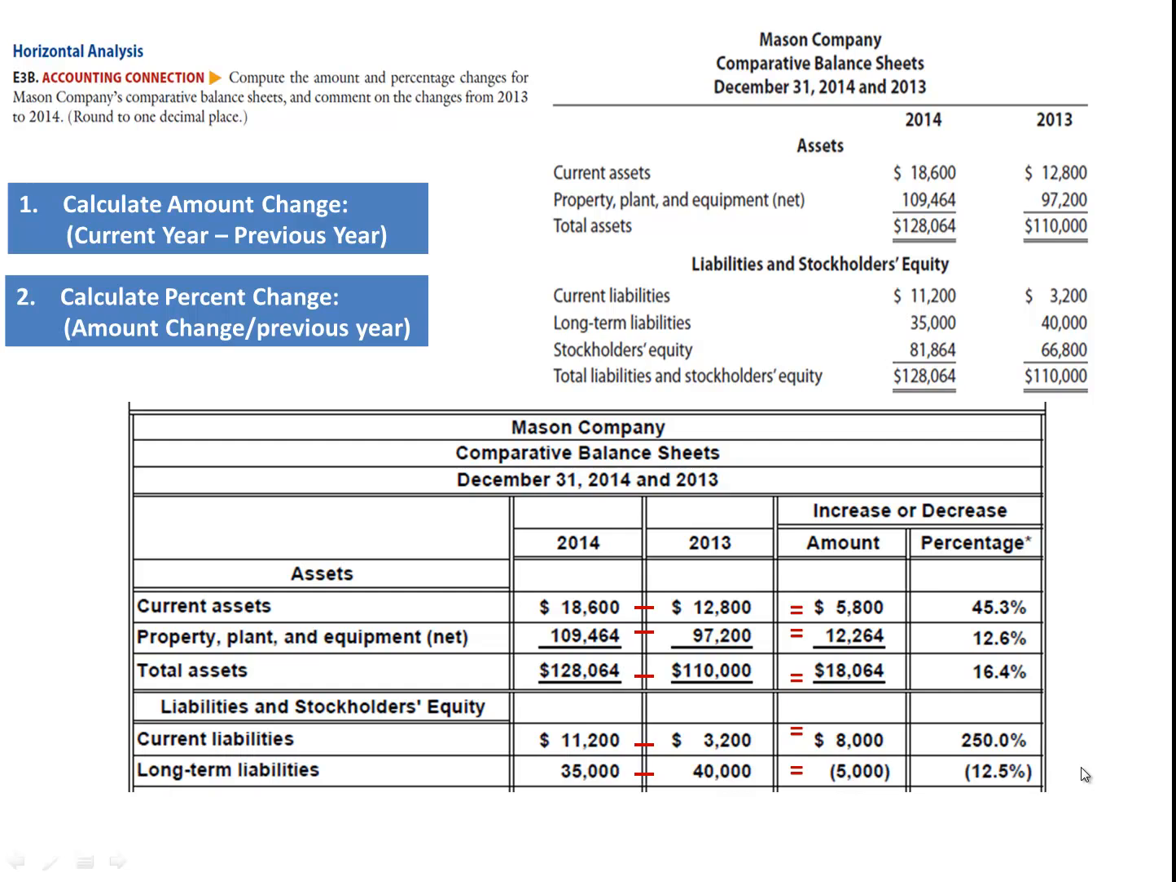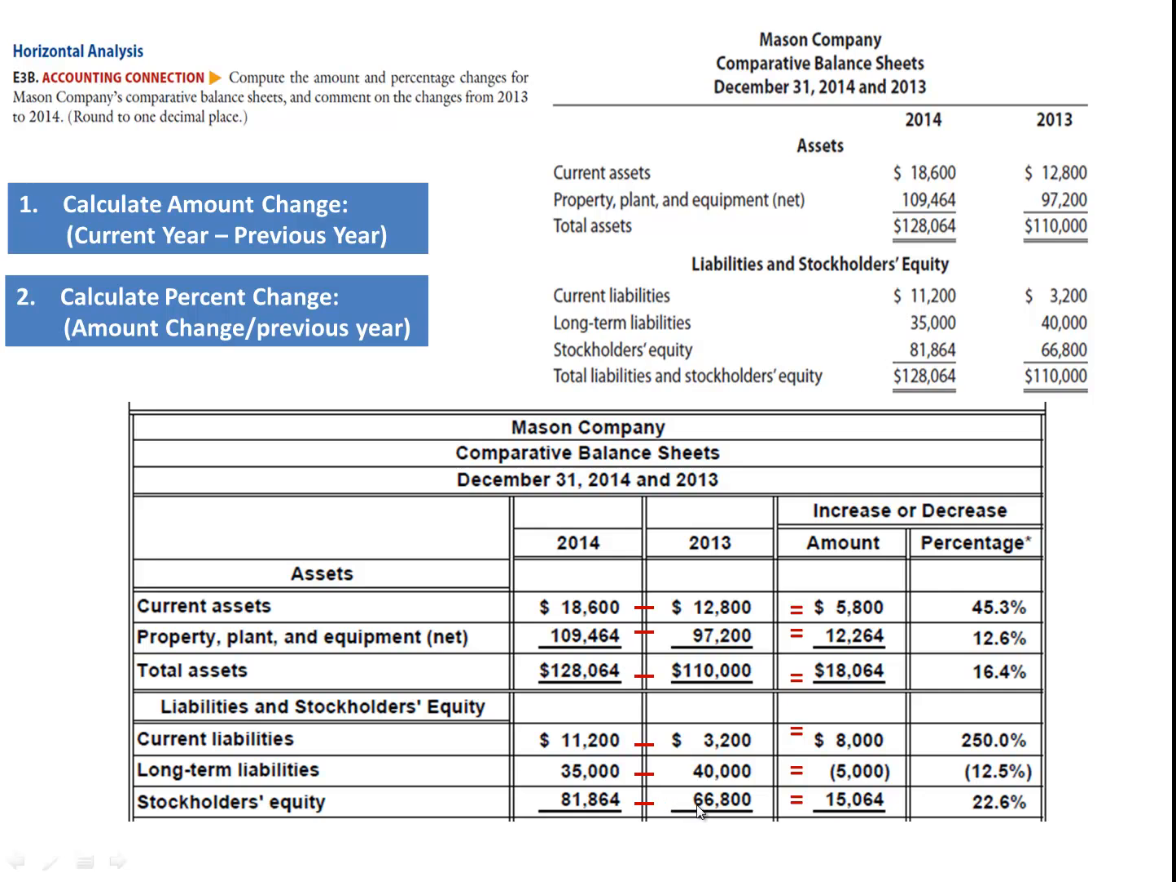Then our long-term liabilities decreased, so that's good news. We decreased what we owe over a longer period of time by $5,000. So the 5,000 change divided by where we started gives us a decrease of our long-term liabilities of 12.5%.